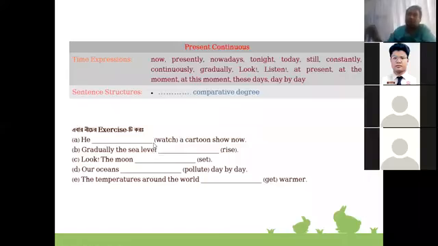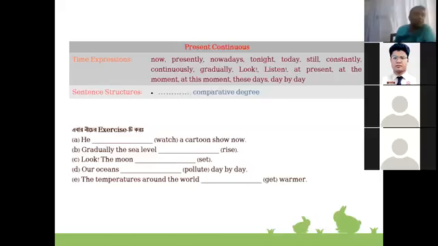A present continuous has a structure. He is watching. Only verb-ing is called a present participle or a gerund. If it is a present continuous tense, then it must be preceded by am or is or are. He is watching.